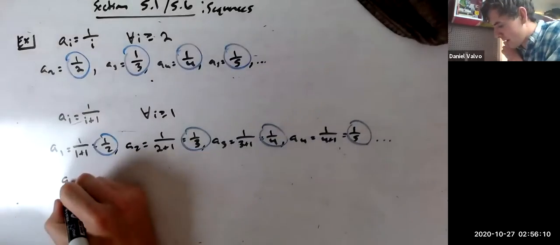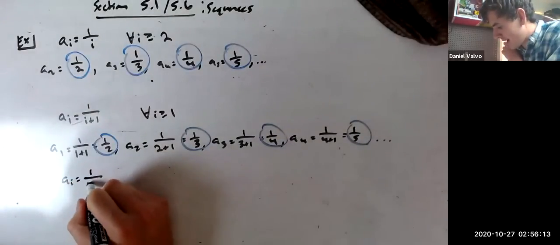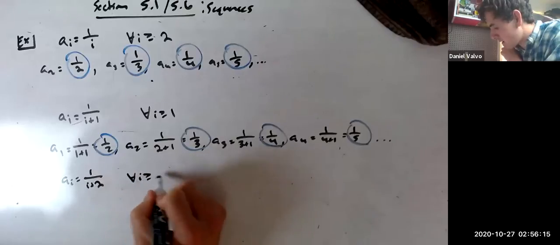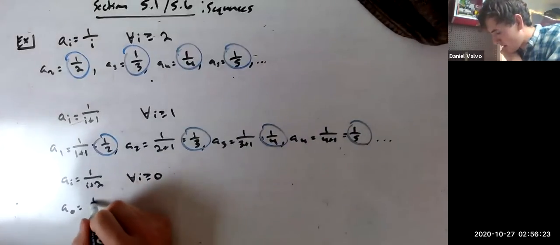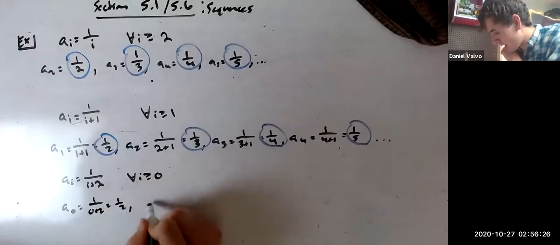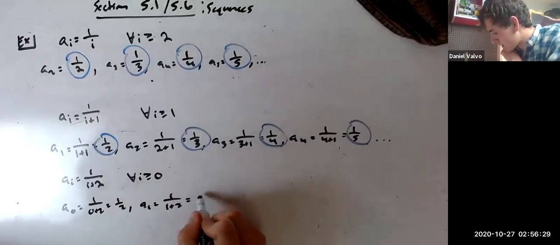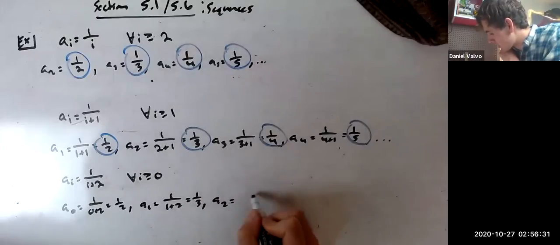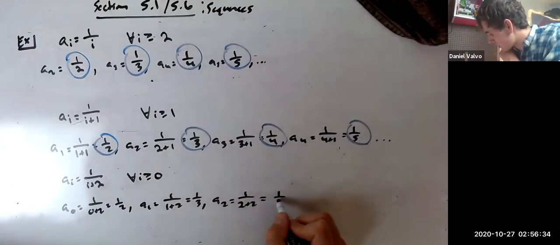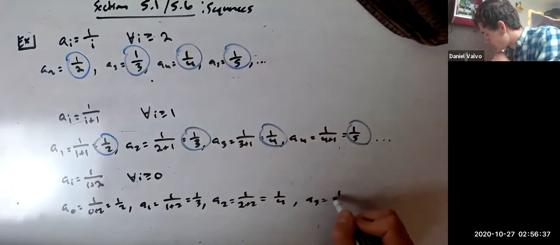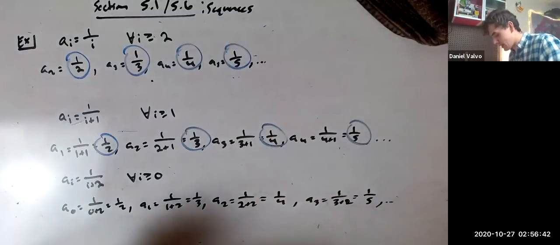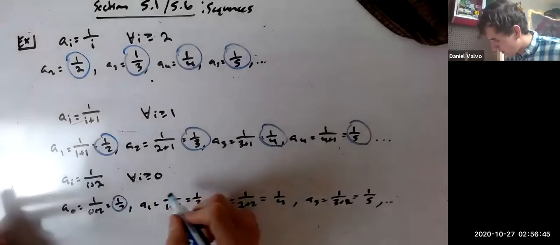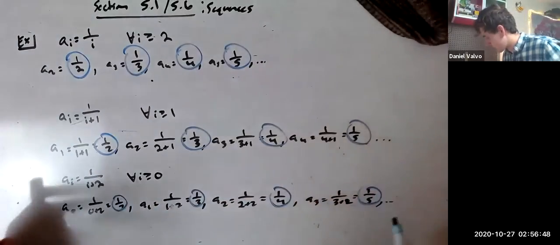You could also do a_i equals 1 over i plus 2. We start at 0. Because that would get you, you start at 0, you get A0 is 1 over 0 plus 2, which is 1/2. A1 is 1 over 1 plus 2, which is 1/3. A2 is 1 over 2 plus 2, which is 1/4. A3 equals 1 over 3 plus 2, which is 1/5, and it goes on like that. And again, you get 1/2, 1/3, 1/4, 1/5.